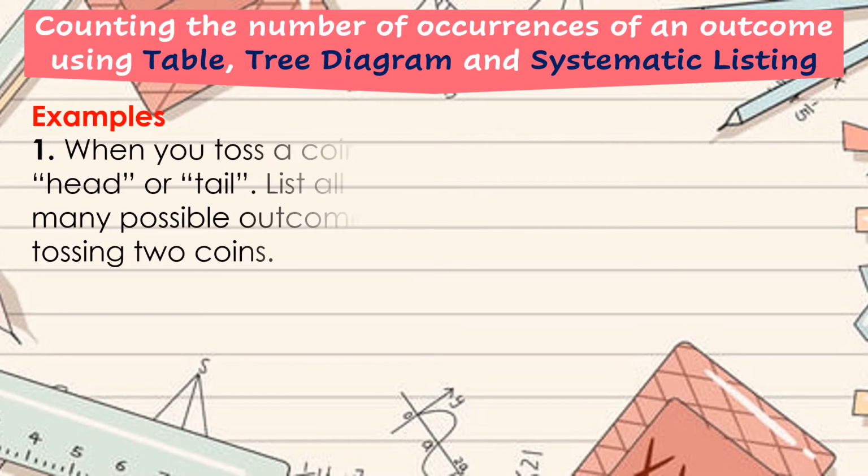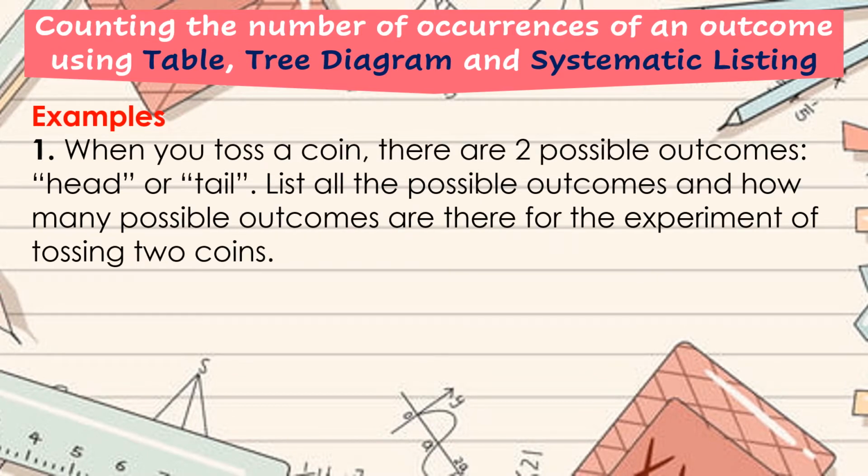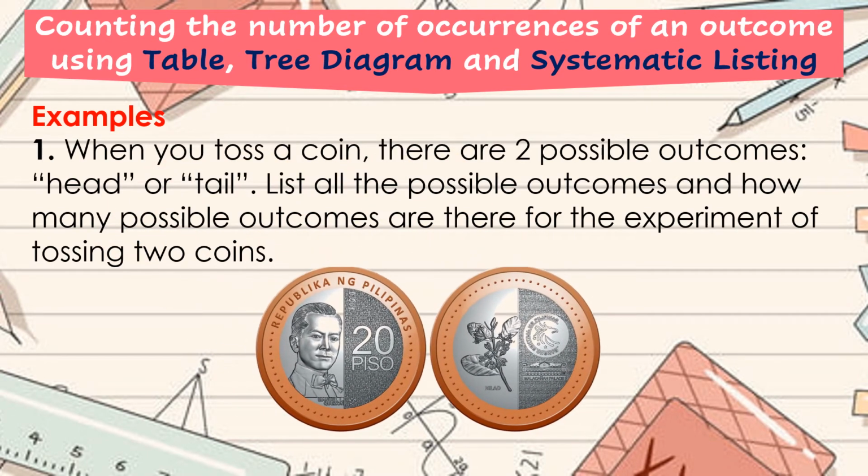For example, when you toss a coin, there are two possible outcomes, head or tail. List all the possible outcomes and how many possible outcomes are there for the experiment of tossing two coins.